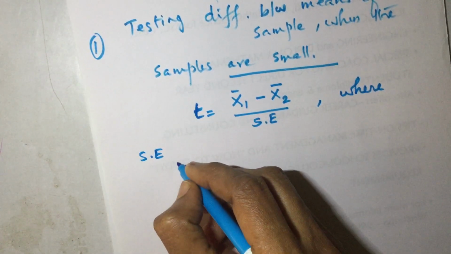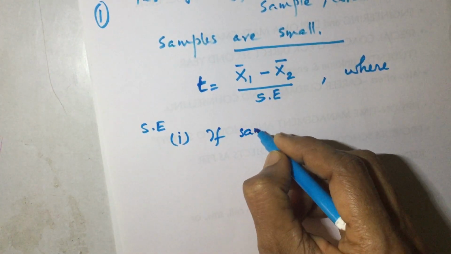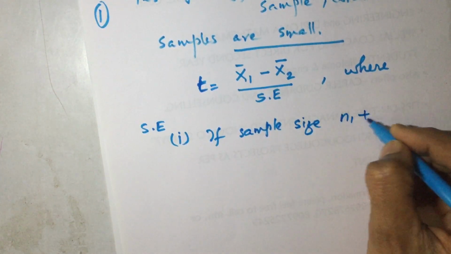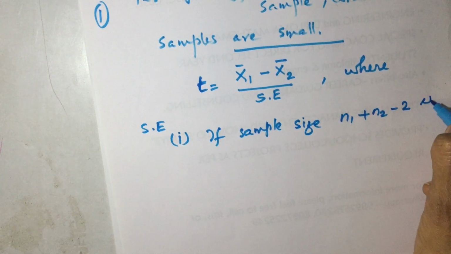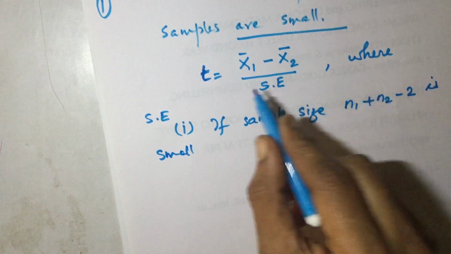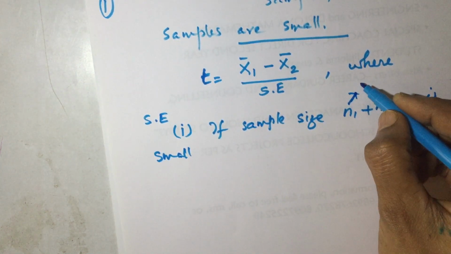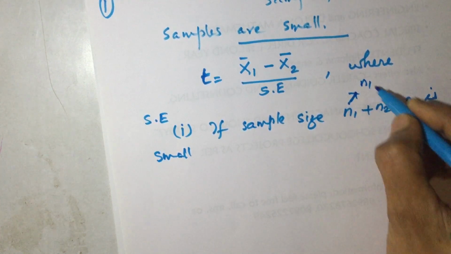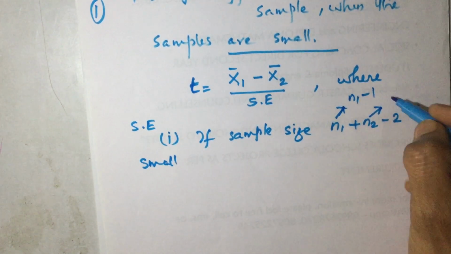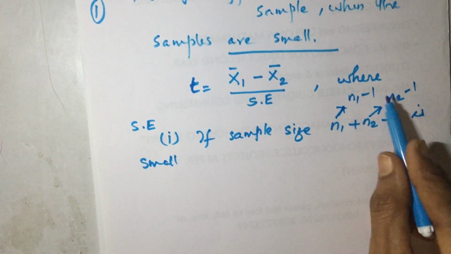To find the standard error, case 1 we will see if sample size n1 plus n2 minus 2 is small. So why this is like this? Sample size of first sample, suppose n1 is the sample size of first sample, so degree of freedom is n1 minus 1. n2 is the sample size of the second sample, so degree of freedom is n2 minus 1. So together it will make n1 plus n2 minus 2.